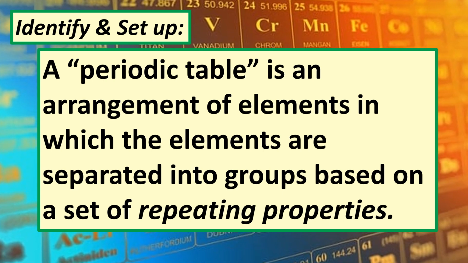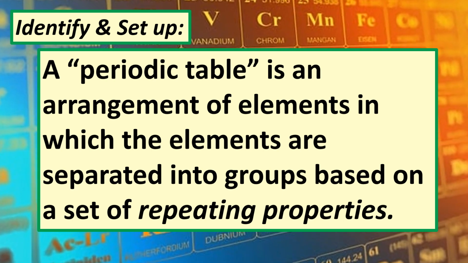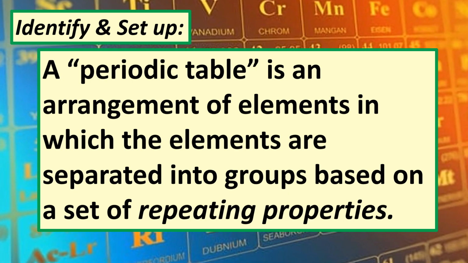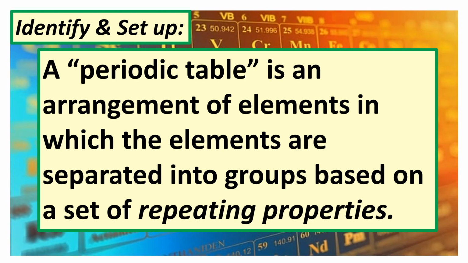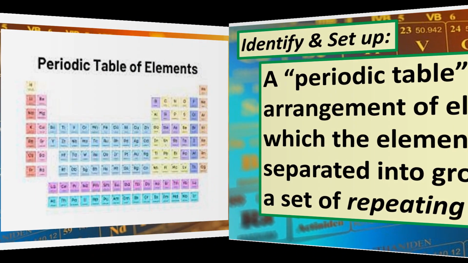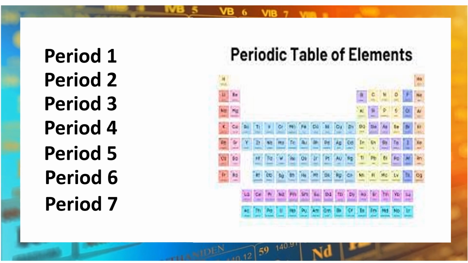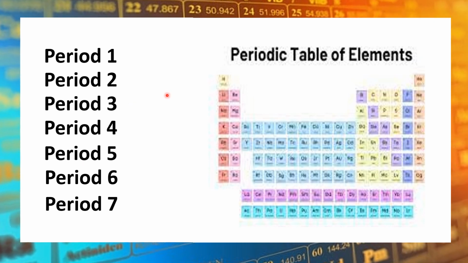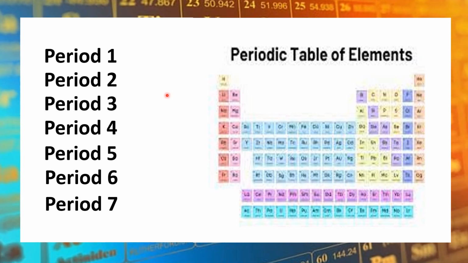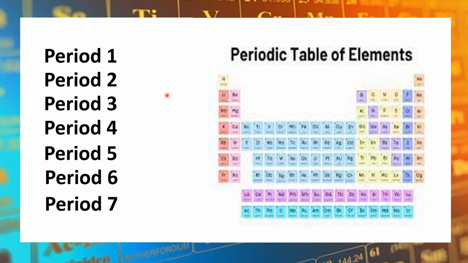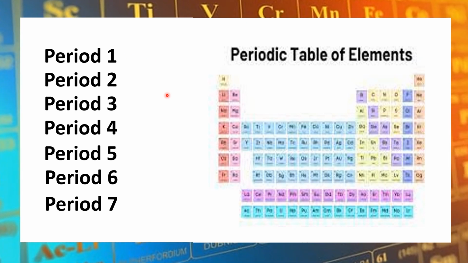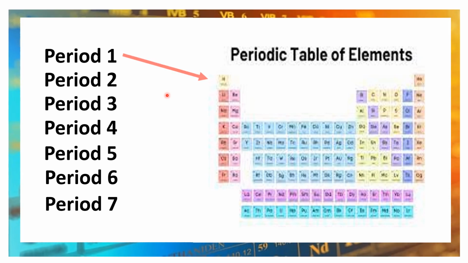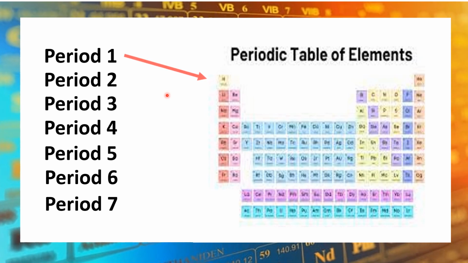A periodic table is an arrangement of elements in which the elements are separated into groups based on a set of repeating properties. Each horizontal row is called a period. We have period 1, which contains only the hydrogen and the noble gas helium elements.